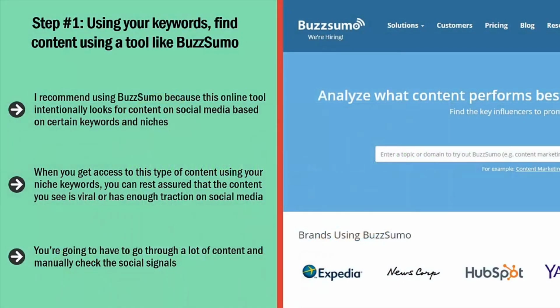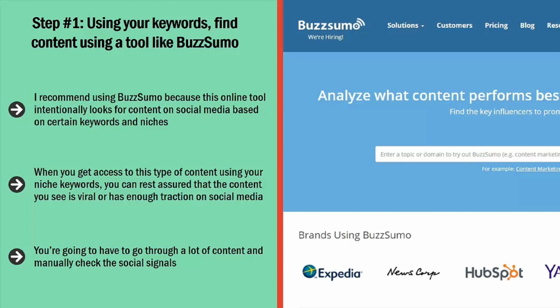Step number 1. Using your keywords, find content using a tool like BuzzSumo. I recommend using BuzzSumo because this online tool intentionally looks for content on social media based on certain keywords and niches. It then ranks this material based on their social engagement levels. When you get access to this type of content using your niche keywords, you can rest assured that the content you see is viral or has enough traction on social media.